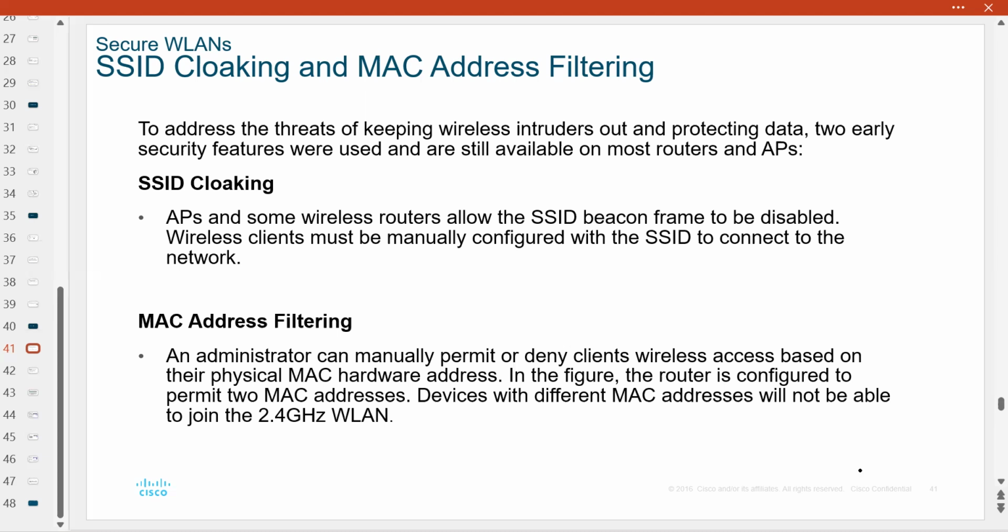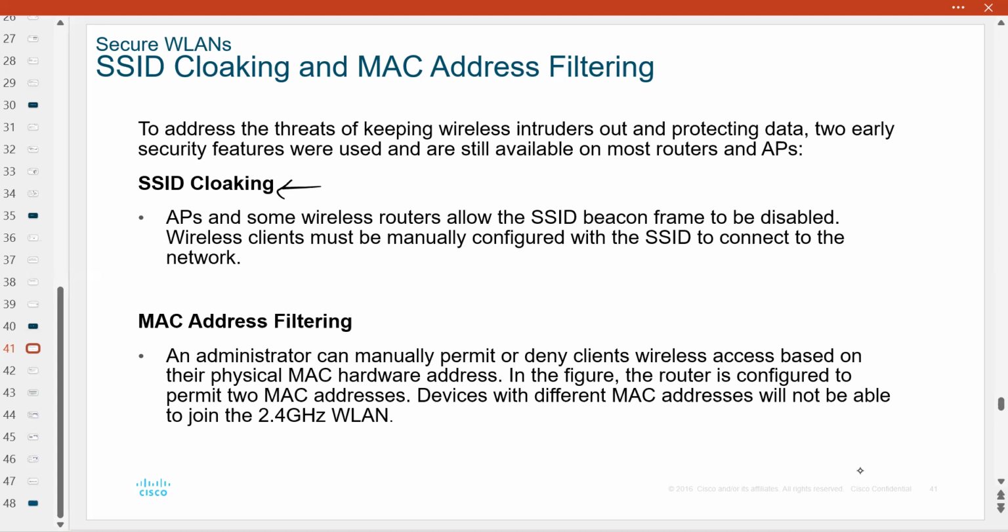SSID cloaking. Remember, we talked of active and passive mode, where in active, the SSID is being broadcasted. In passive, it's not being broadcasted. So the passive one is the same as SSID cloaking. The name of the network is not being broadcasted. Therefore, a client needs to know the name of the SSID network to get access to the network.